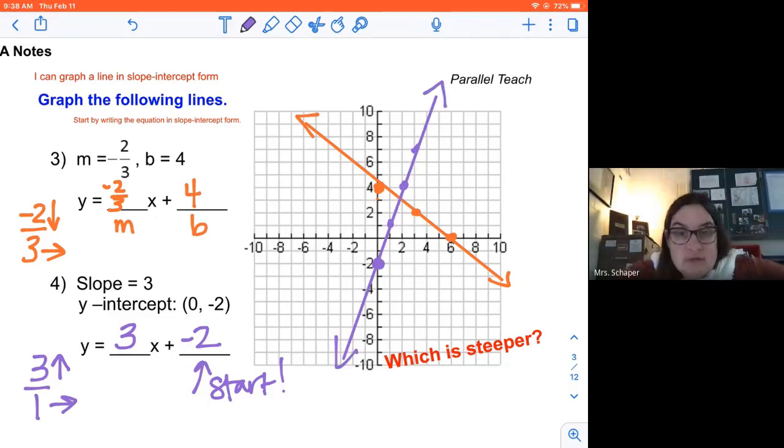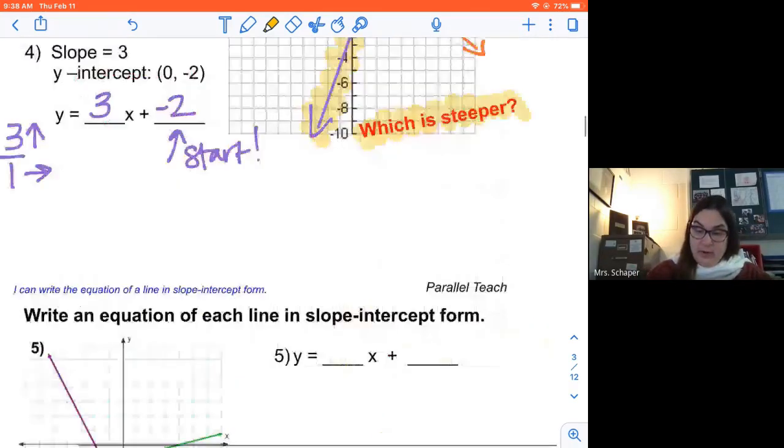Now, when you look at those two lines, which one's steeper? The purple one is. Okay. So I'm going to highlight the purple line to show which one is steeper. Okay. Let's try another one.